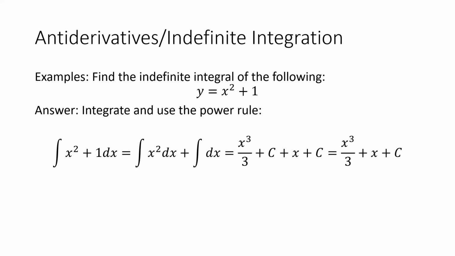Now we can do the second one. Since it's 1 times x to the power of 0, and x to the power of 0 is 1, you end up with x to the power of 1 divided by 1, which just gives us x plus c. Now we can condense those two constants into one constant, since if we had done the integral directly from the beginning, we would have gotten a single constant. We end up with x cubed over 3 plus x plus c.